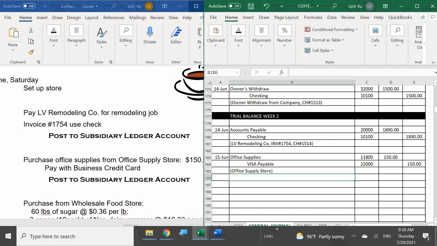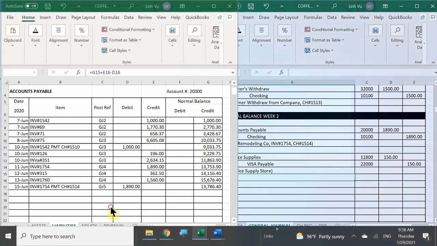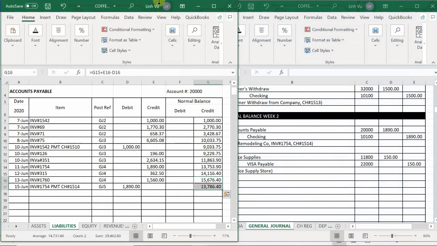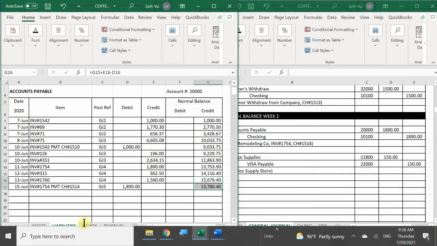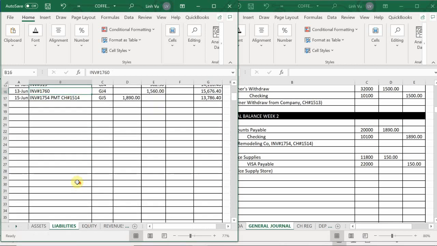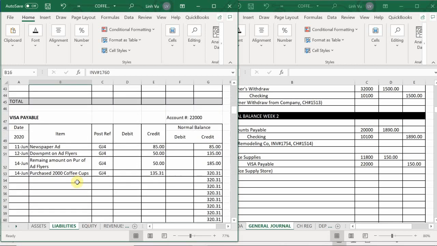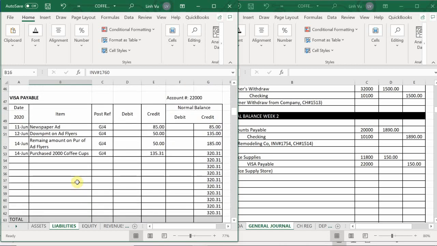All right. Now that we finished our journal, what's next? General ledger. So which account first? Visa payable. Okay. Here we are, Visa payable.